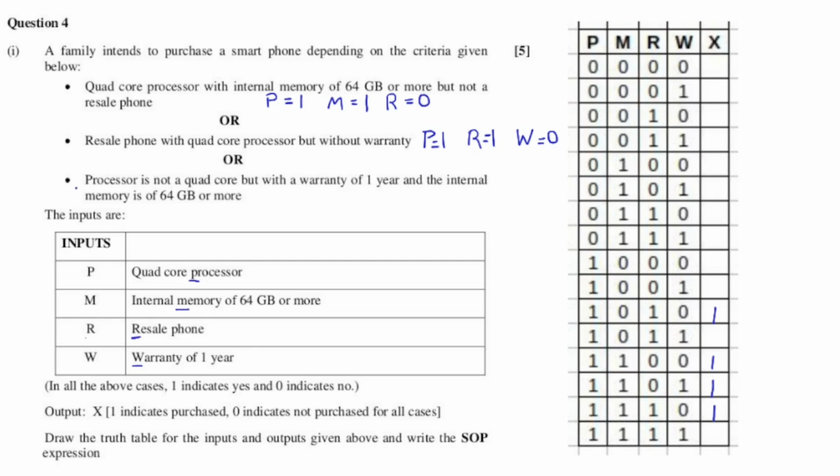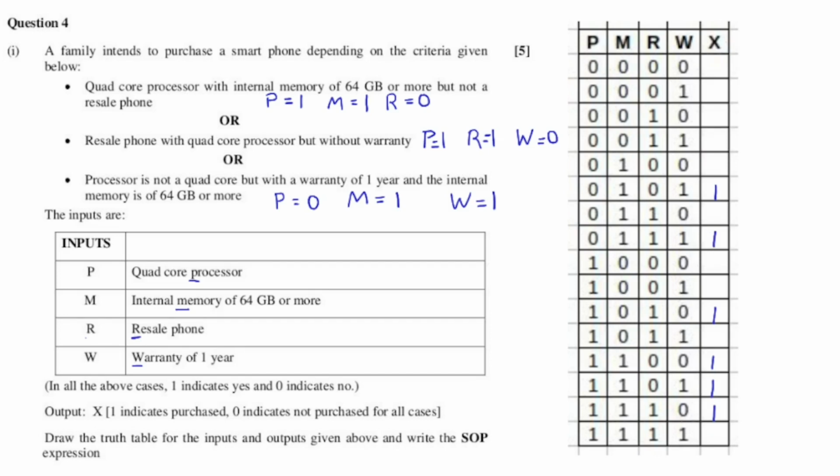And now is the time to consider the last criteria, which is processor is not a quad core, that means P is equal to 0, with a warranty of 1 year, that is W is equal to 1, and the internal memory of 64 GB, that is M is also equal to 1. So here the first part is P is equal to 0, and then the second part is M is equal to 1, and for W is equal to 1 we have this row and this row. So we have a 1 over here and a 1 over here.